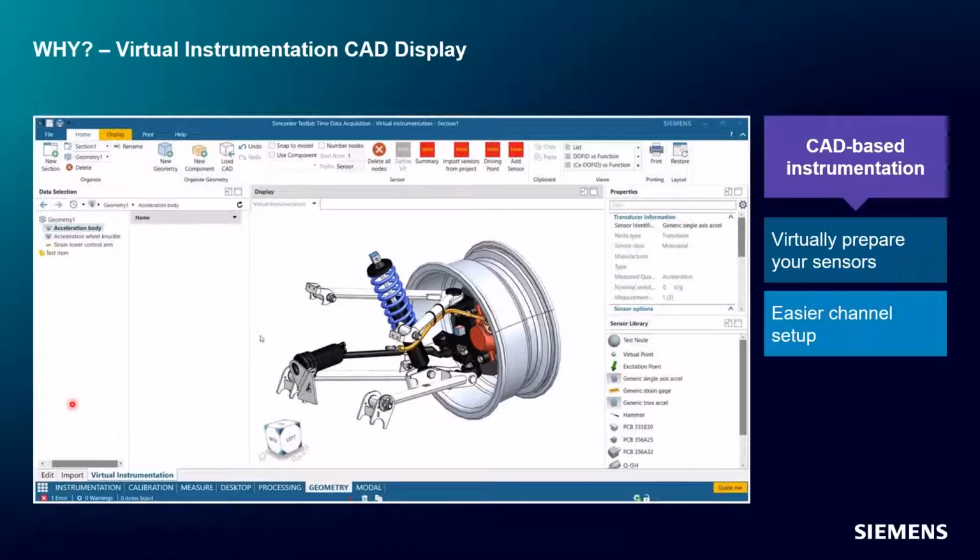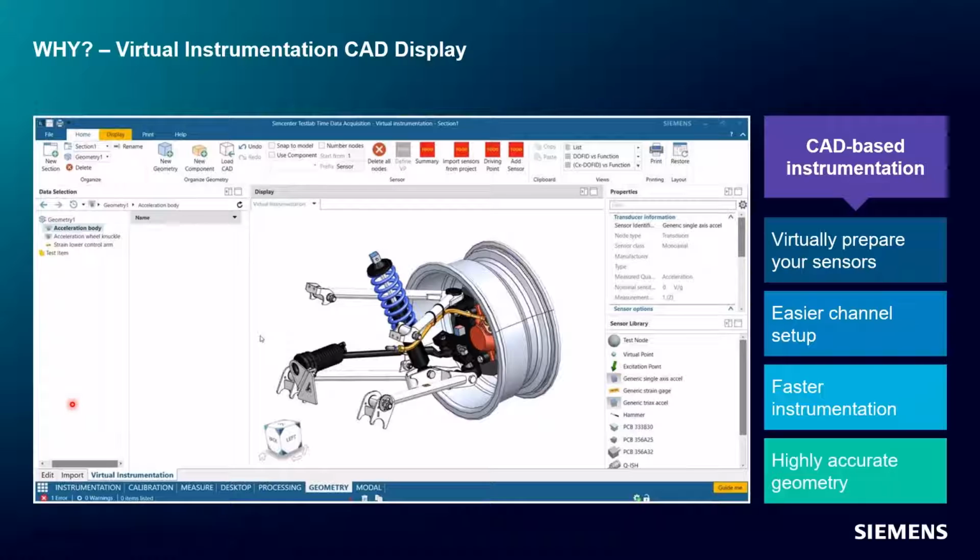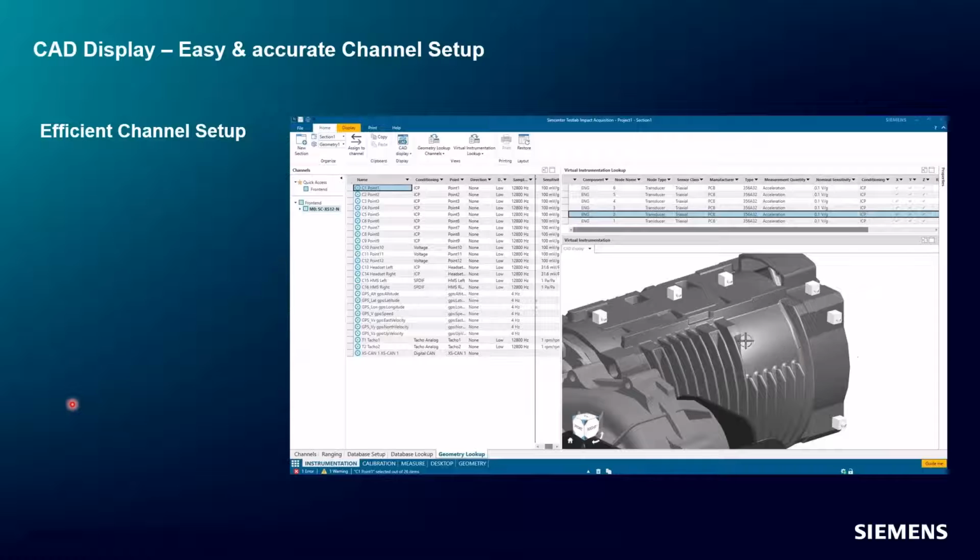In addition, when I go to instrument the vehicle or the component in the real world and hook it up to my SCADAS data acquisition system, we can use that pre-made, virtually prepared sensor geometry in aiding our channel setup and making sure we're plugging in the right wires to the right inputs. All of that ends up with faster instrumentation and ideally a very highly accurate geometry. All we have to do is make sure our real world version matches what we see in CAD, and we'll have a great deal of accuracy.